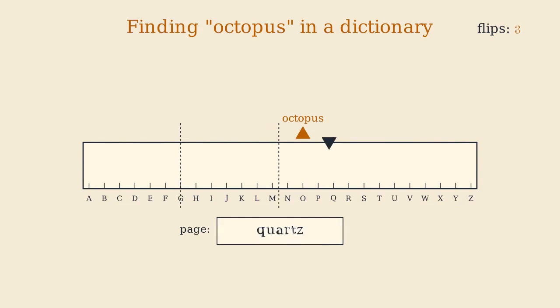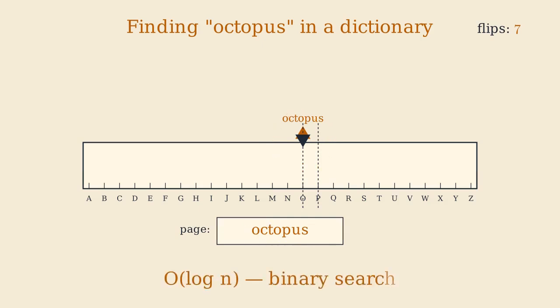Then forward a bit, then back a tiny bit. In maybe 7 flips, you've got it. Here's the strange part. A computer scientist would look at what you just did and say, congratulations, you ran an O(log n) algorithm. You've been doing it since first grade and nobody ever told you it had a name.